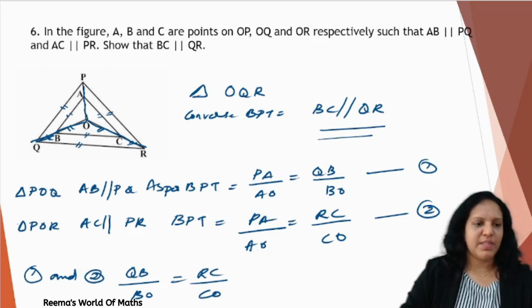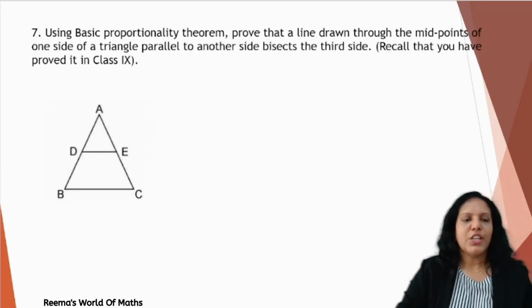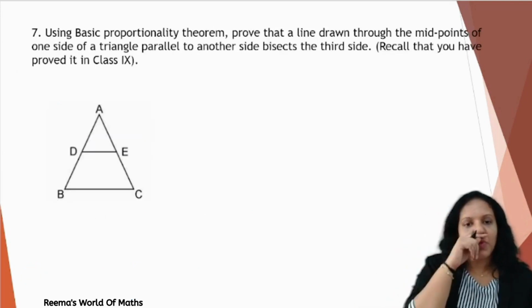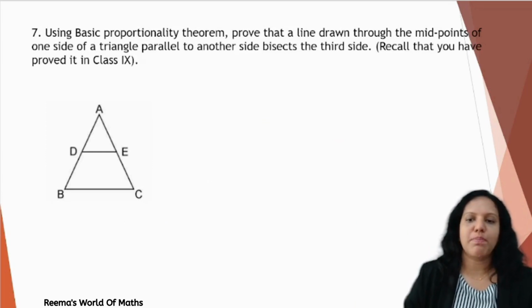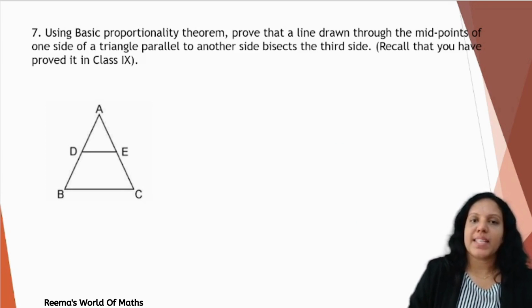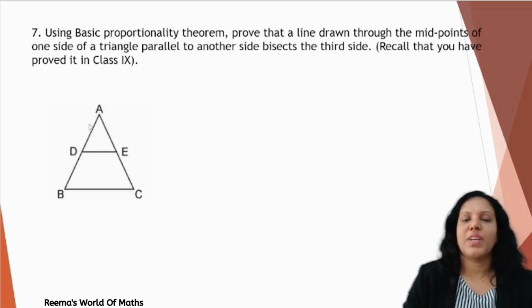Let's see the next question. Using the basic proportionality theorem, prove that a line drawn through the midpoint of one side of a triangle parallel to another side bisects the third side. We have learned the midpoint theorem in class 9, so we need to recall that here.